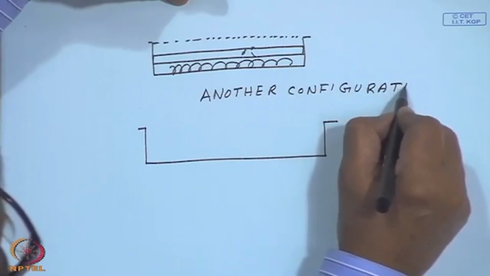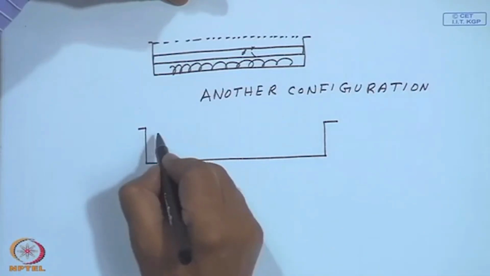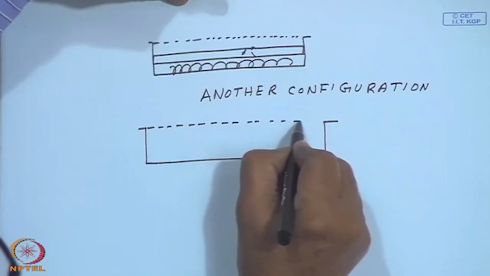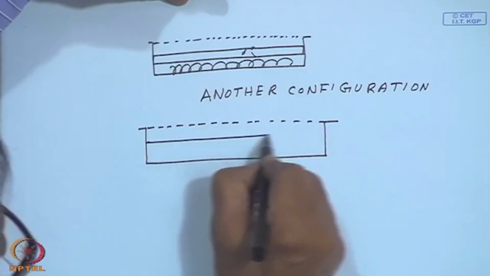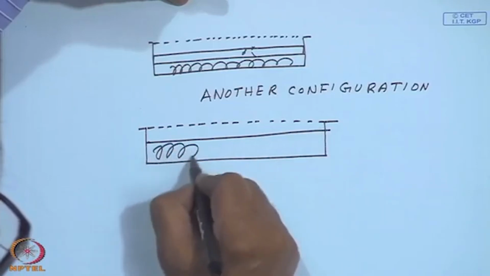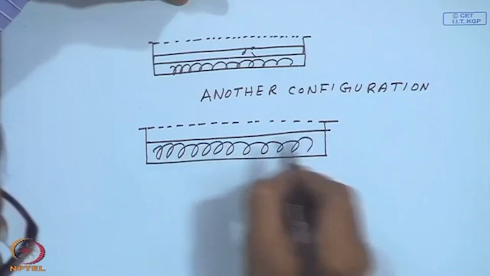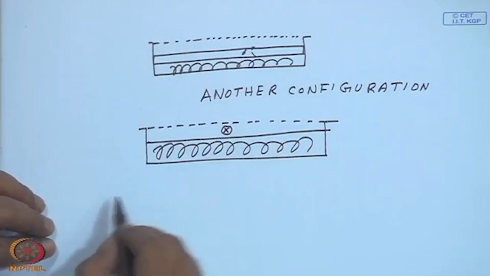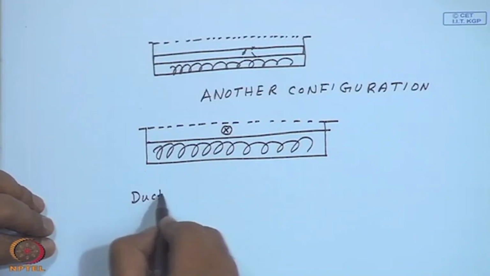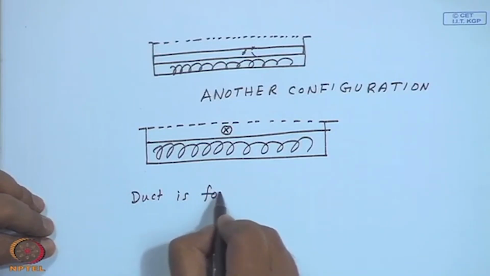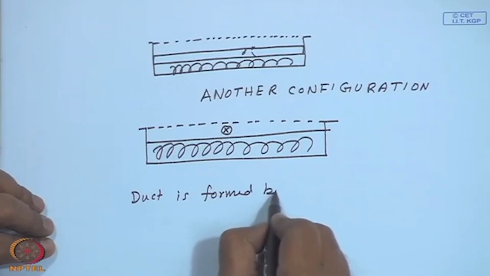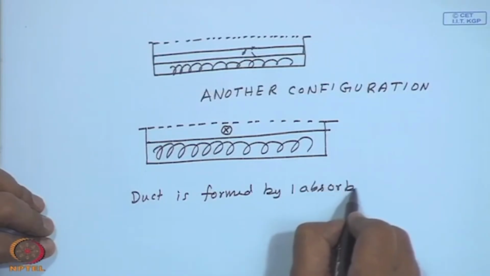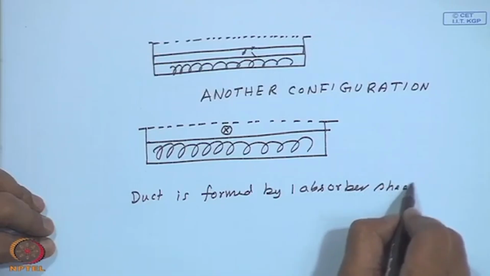One glass cover, one absorber plate and insulation. The flow is perpendicular to the plane of the paper. In other words, the duct is formed by one absorber sheet and one glass cover.